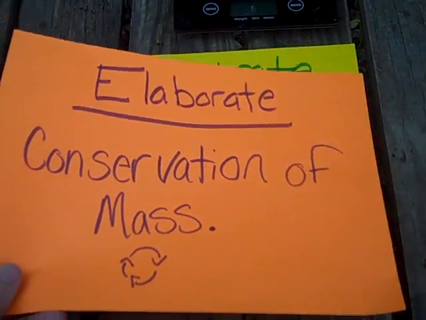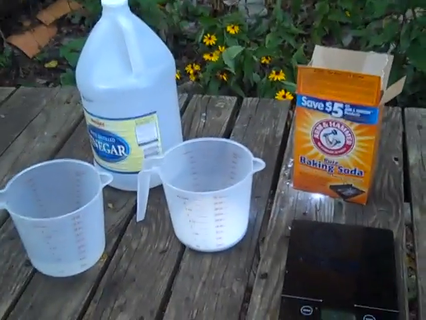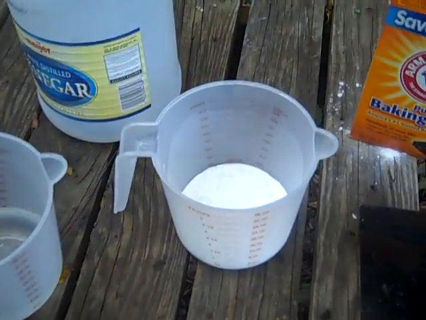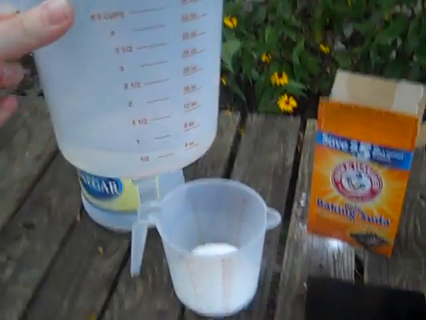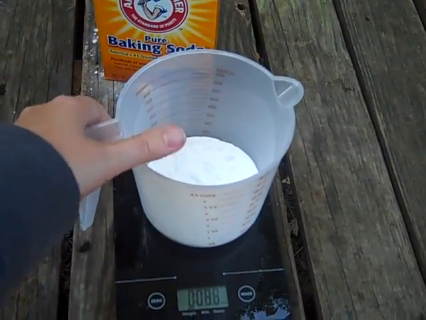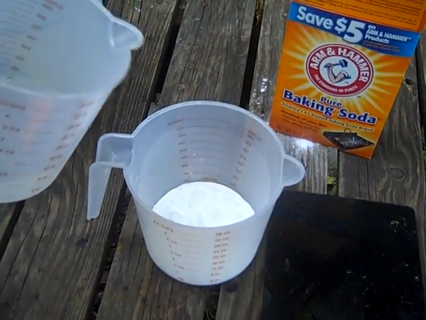And a great example of this for kids to do in a classroom is very simple. I have baking soda and vinegar, and if you have the kids measure out vinegar, weigh it on the scale, have them measure out their baking soda, weigh it on the scale, and then add them together. And obviously a chemical reaction occurs.